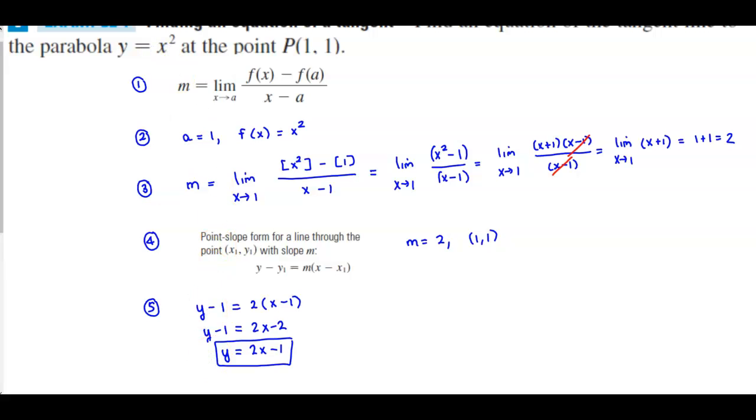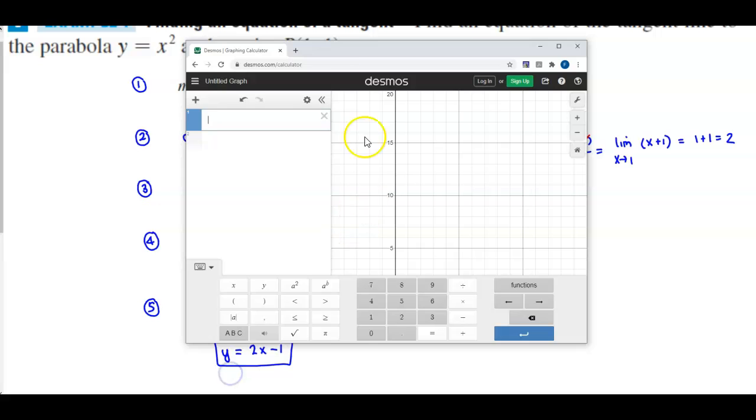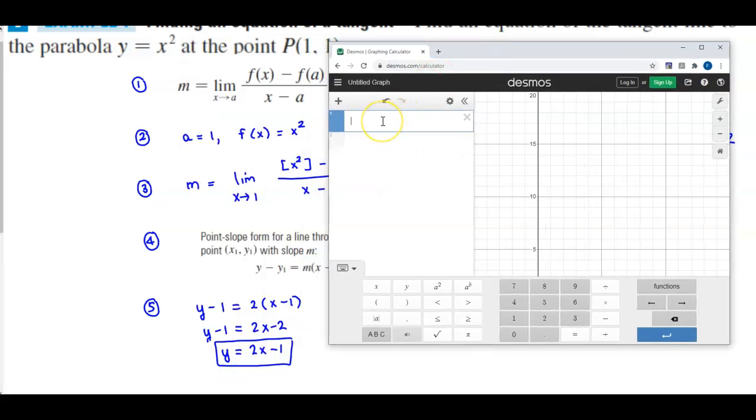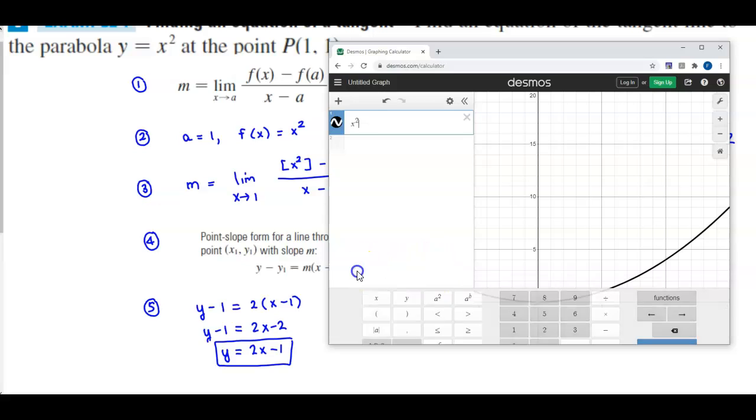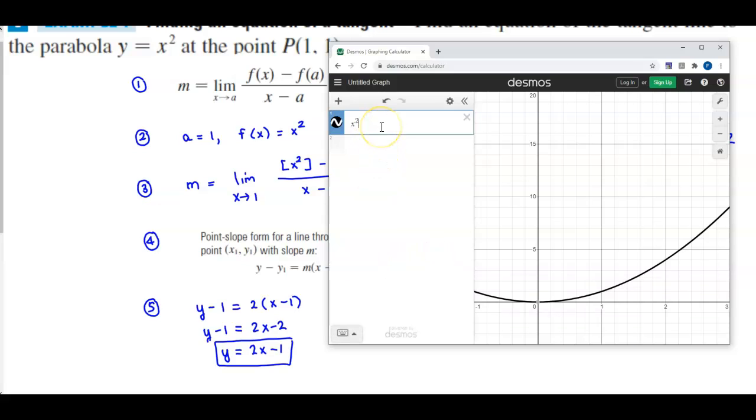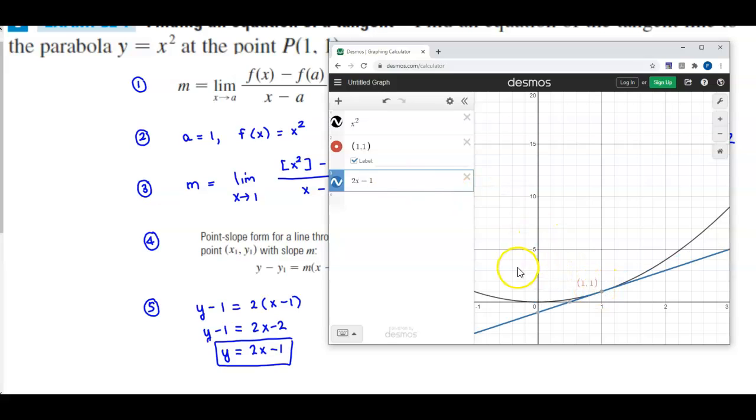Now, let's go ahead and verify this on the graph. The first thing we're going to do is graph the function x squared. Okay, and let's also put in the point (1, 1), since that's where we want to find out where it is tangent to. And then let's put in the line 2x minus 1. So now you can see that this line is tangent to that curve.